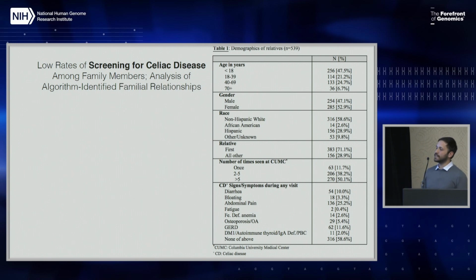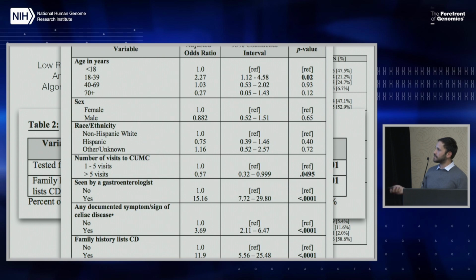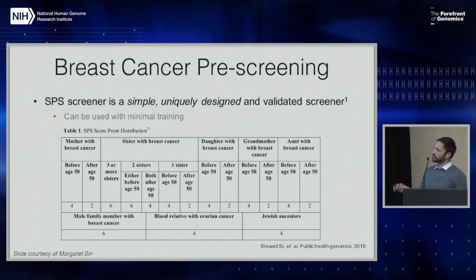So we set up this study. Now that we were able to identify these first-degree relationships, we were able to see that we were screening about 50% of the people who should have been screened. There's also some extra in-depth stuff that's kind of fun, and some predictors that we found of whether or not you get screened if you see a GI doc. And so that was cool.